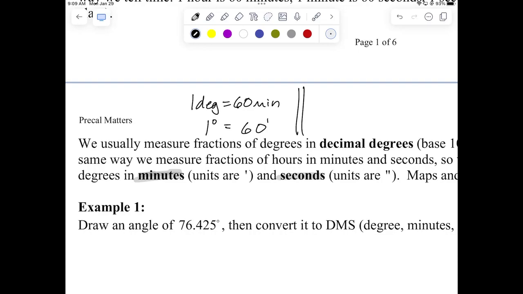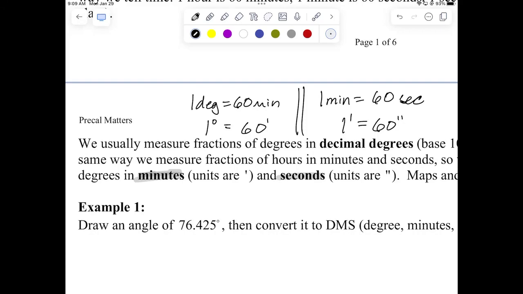And then, of course, 1 minute is equal to 60 seconds. And we write that like this: 1 minute, oops, I used the degree. 1 minute is equal to 60 seconds. So just keep in mind that when we talk about parts of degrees or parts of minutes and we use seconds, we're not talking about time. We're talking about parts of full degrees.